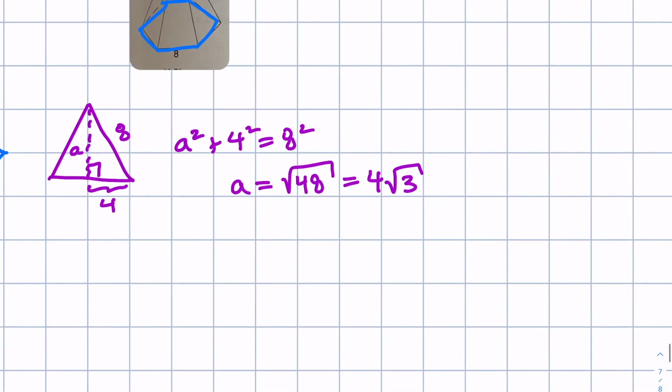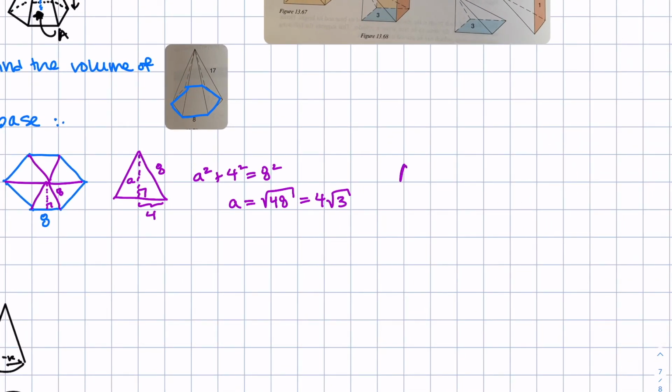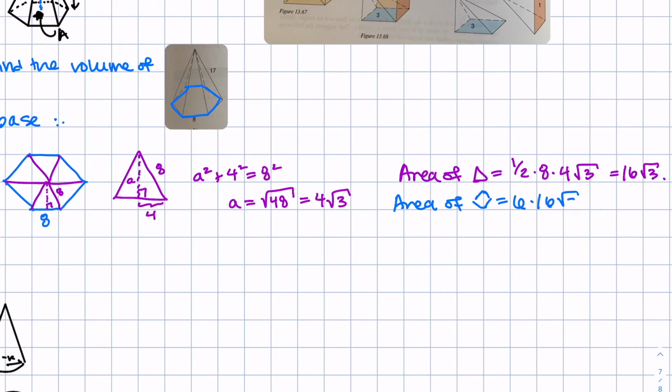And so now I'm able to find the area of this triangle. So the area of the triangle is equal to 1/2 the base, which is length 8, times the height, which is 4 square roots of 3. And so that's 16 square roots of 3. Okay, and so I found the area of that triangle. So to get the area of the whole six-sided figure, this is going to be 6 times that area, which is 96 times the square root of 3.